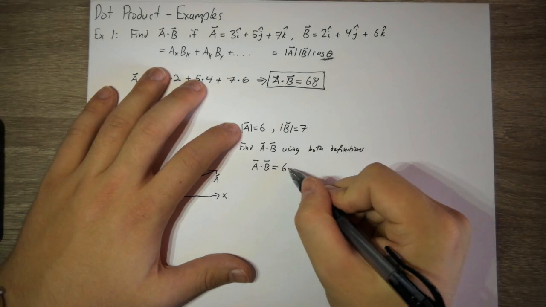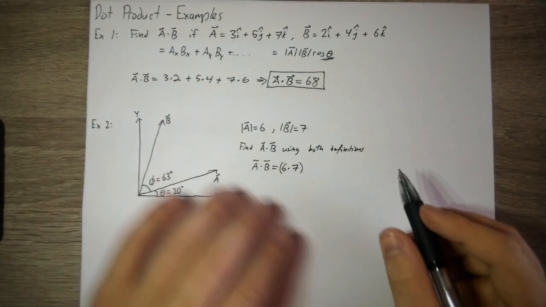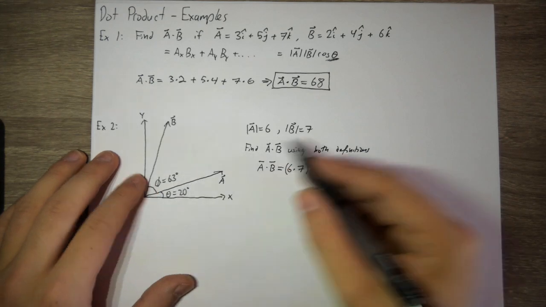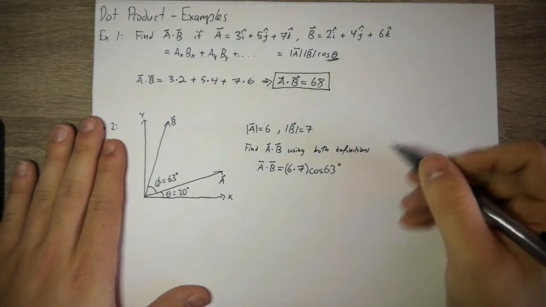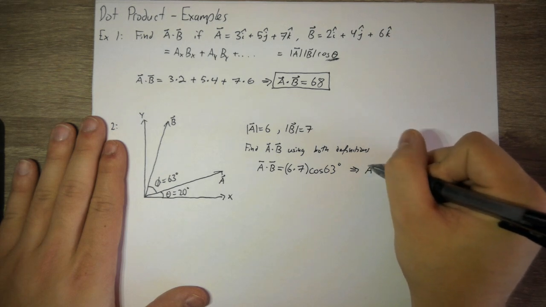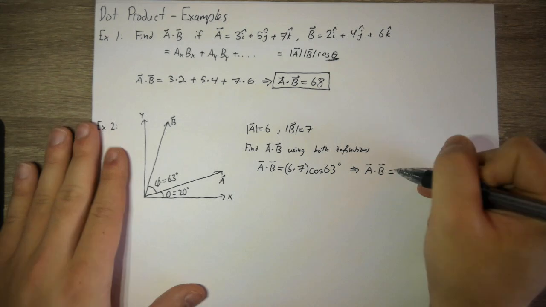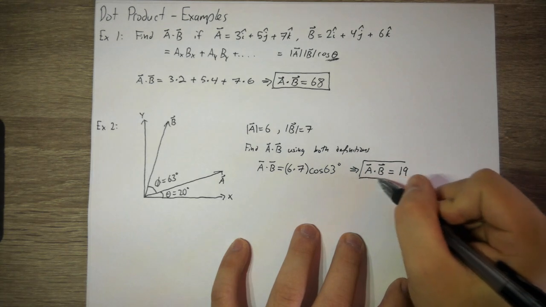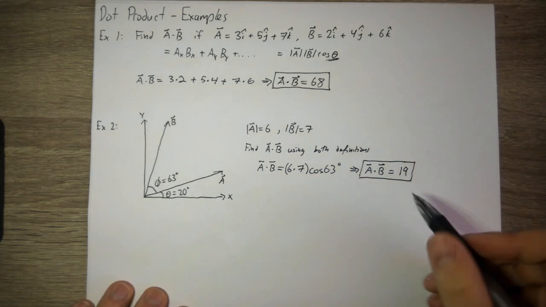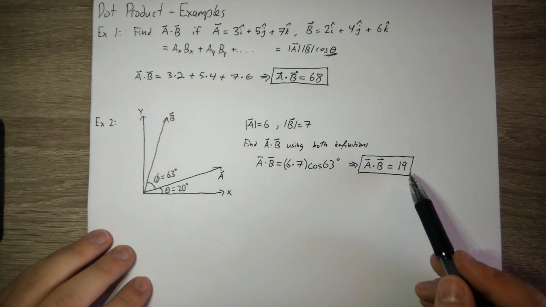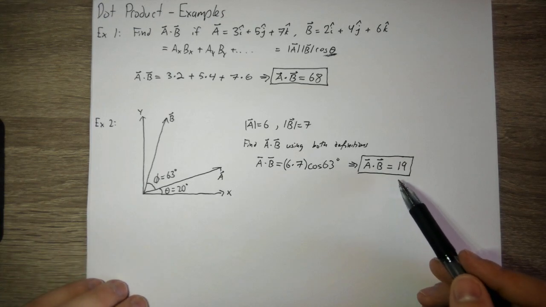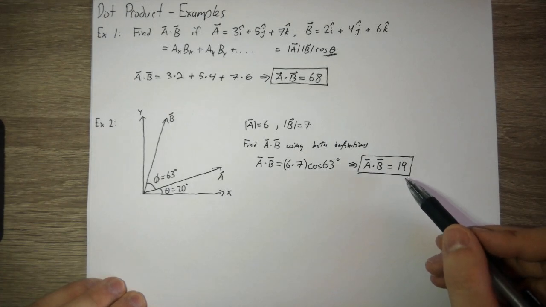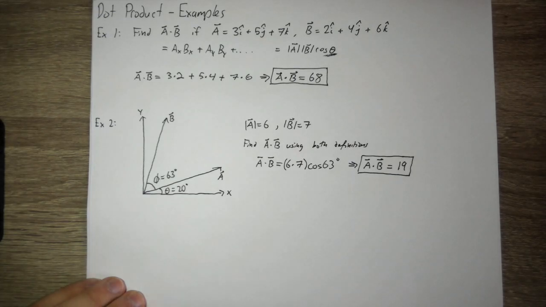So we have 6 times 7, our magnitudes, and the cosine of phi, the angle between the two vectors, which is 63 degrees. What we get from that is our dot product is 19, rounded to the nearest integer. And that's our answer. In most cases, we'd be done now and wouldn't have to do anything else. But I think it's good practice to go through and solve it using the other definition too.